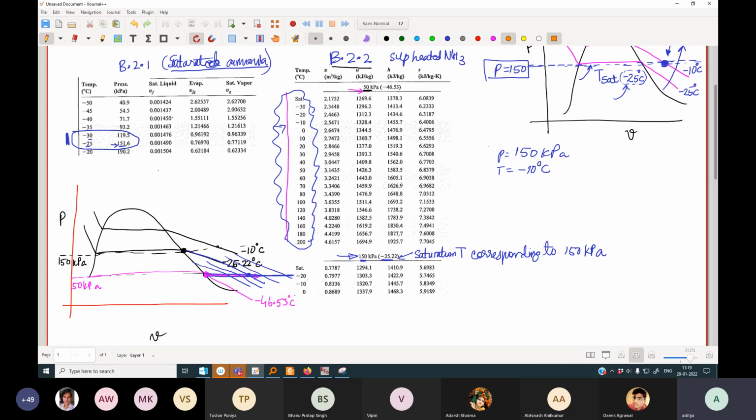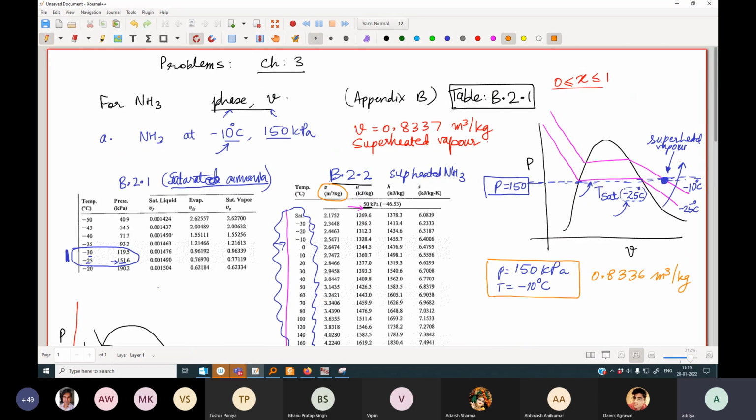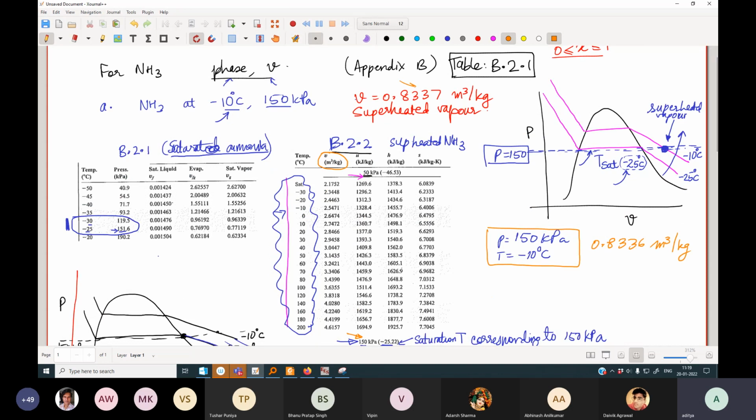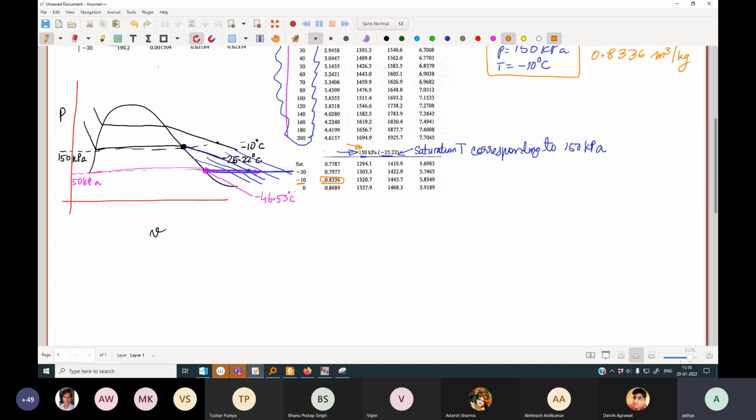So now, let's get back to the problem at hand: 150 kilopascal, minus 10 degrees Celsius. This is the specific volume entry. The specific volume is 0.8336 meter cube per kg from the actual table. So let's see whether that checks out. 0.8336, 0.8337, not bad. In fact, it's pretty good. So let me just save this file.